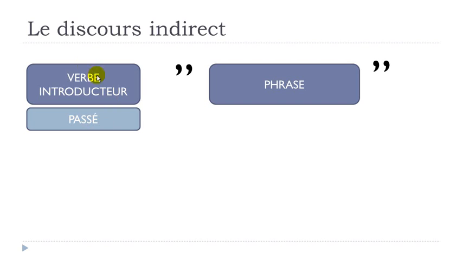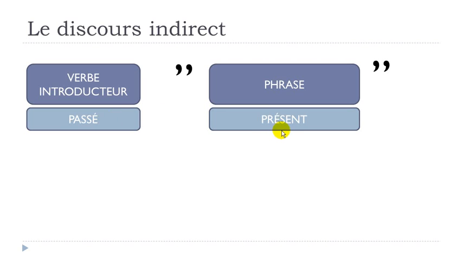Well, if this first verb is at the past, then the rest of the sentence, or the rest of the structure here, will have to be modified if you want to put that in discours indirect. And that's what we'll see in this video. Okay, so the first example is if we've got this verb introducteur at the past form. And for all the examples, I will put this first part at the passé composé. So it will be easier that way.